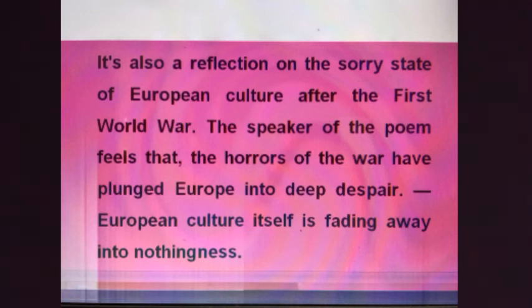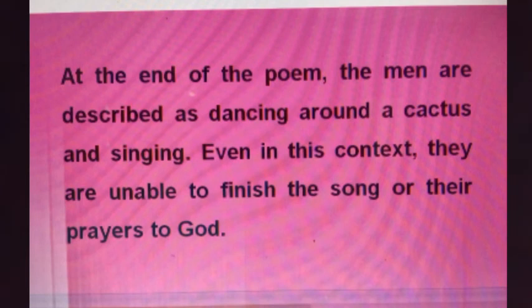It is also a reflection on the sorry state of European culture after the First World War. The speaker of the poem feels that the horrors of the war have plunged Europe into deep despair. European culture itself is fading away into nothingness. At the end of the poem, the men are described as dancing around a cactus and singing.